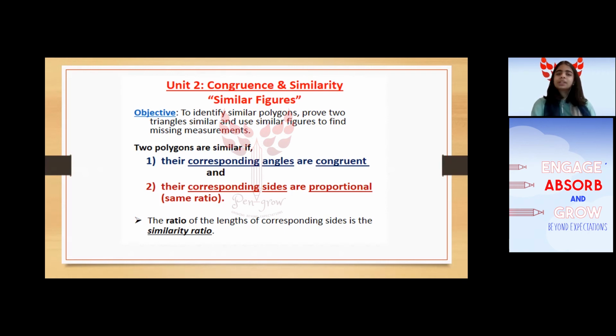So one thing over here is, in similar figures, their corresponding angles, yes, they are the same. But the corresponding sides are not the same. They are proportional. They're in the same ratio. What do I mean by they're in the same ratio? For example, if you have one side 4 and the other side 2, that means the sides are being doubled. So the one side with 3 will have a corresponding side with 6, right? So the ratio of the lengths of corresponding sides is the similarity ratio, and that is why we call these triangles similar.